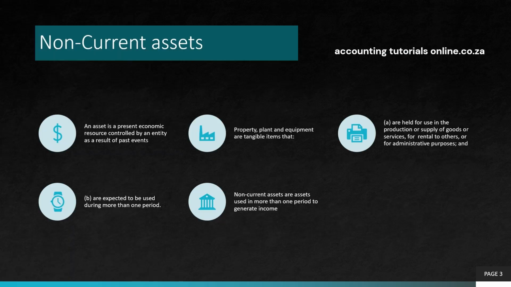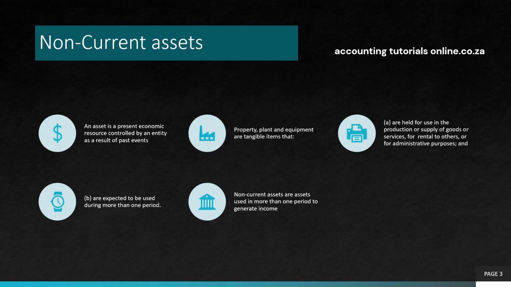PPE is a non-current asset, and the conceptual framework defines an asset as a present economic resource controlled by the entity as a result of past events. International Accounting Standards number 16 defines PPE as tangible assets that are held for use in production or supply of goods or services, for rental to others, or for administrative purposes, and are expected to be used during more than one period.